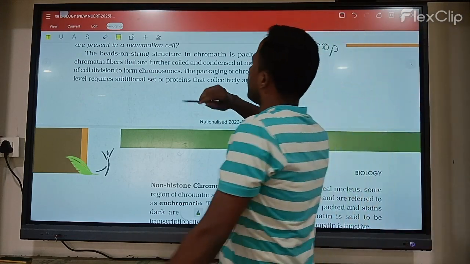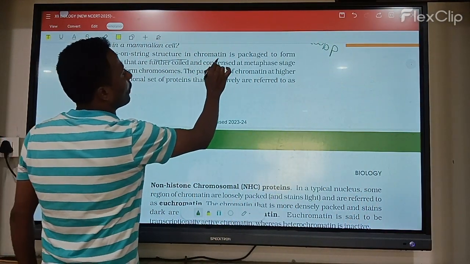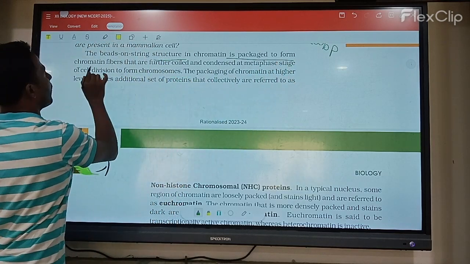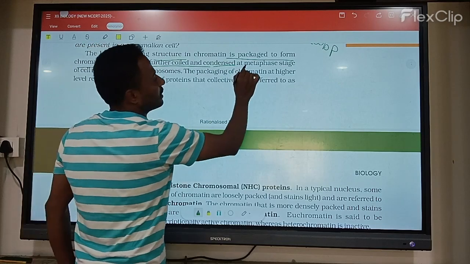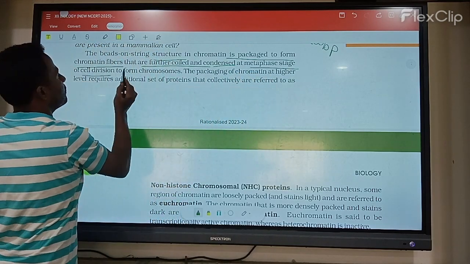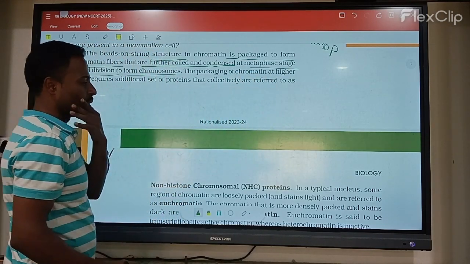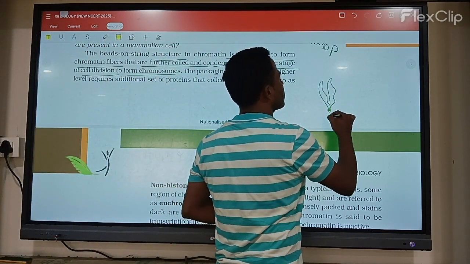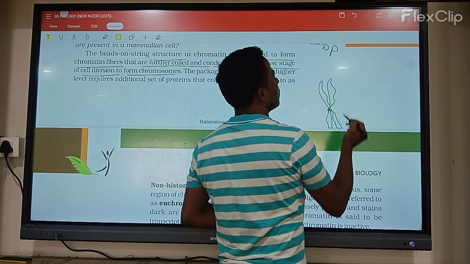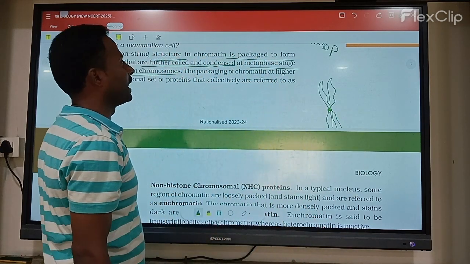Next, based on the beads-on-a-string structure, the chromatin is packed to form chromatin fibers. They are further coiled and condensed at the metaphase stage of cell division to form what? Chromosomes. So after the cell division, what happened? The chromatin forms this kind of chromosomes.